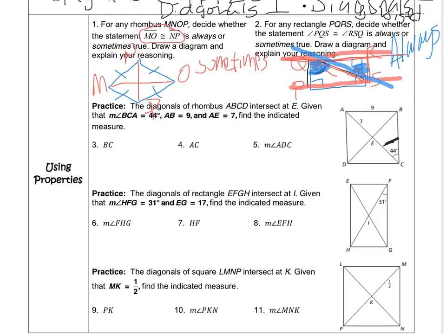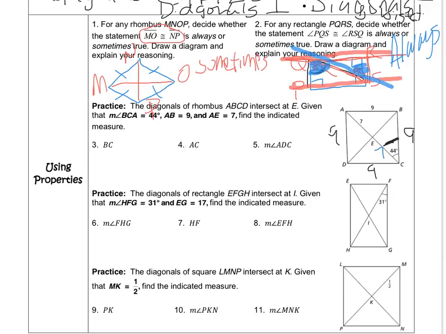Well, let's remember some things about a rhombus. If something's a rhombus, it has 4 congruent sides. So doesn't that mean that if AB is 9, then this is 9, this is 9, and this is 9. Next, since a rhombus is a parallelogram, don't the diagonals bisect each other? In other words, isn't point E the midpoint? Well, if it's the midpoint, then that has to be 7, right? So that whole diagonal is 14.